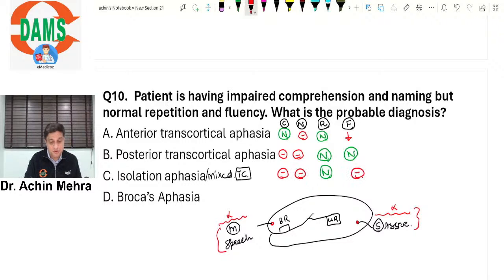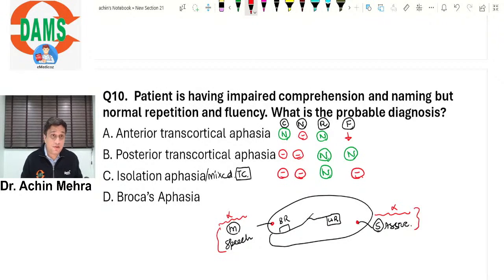Got it? So look at all the transcortical aphasias. A very simple trick to remember them is that they have preserved repetition. Anterior transcortical, motor transcortical, behaves like Broca's. Posterior transcortical, sensory transcortical, behaves like Wernicke's with preserved repetition. And mixed transcortical, living alone, isolated, is this with preserved, intact repetition.